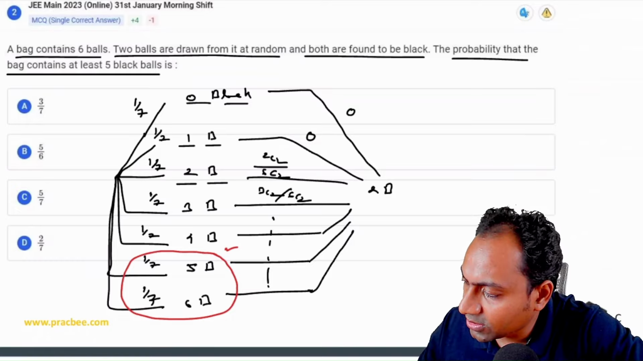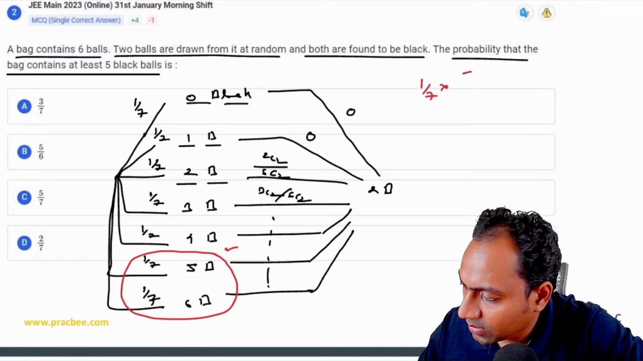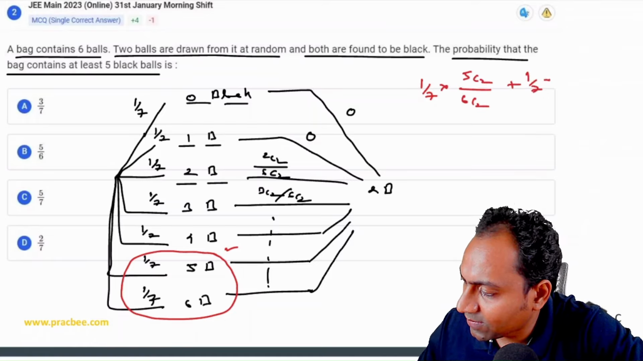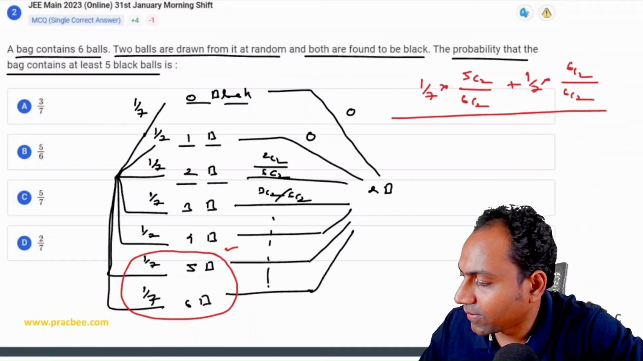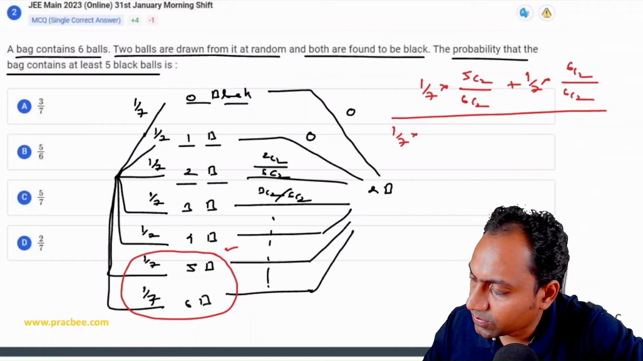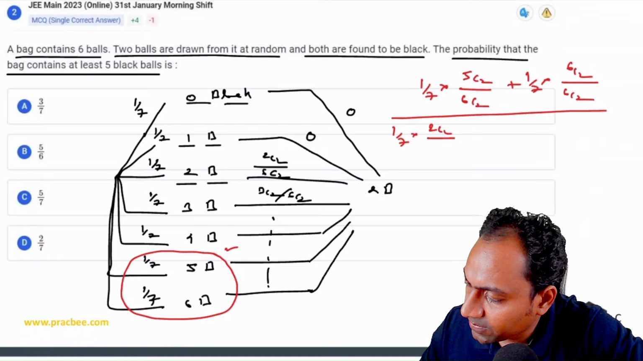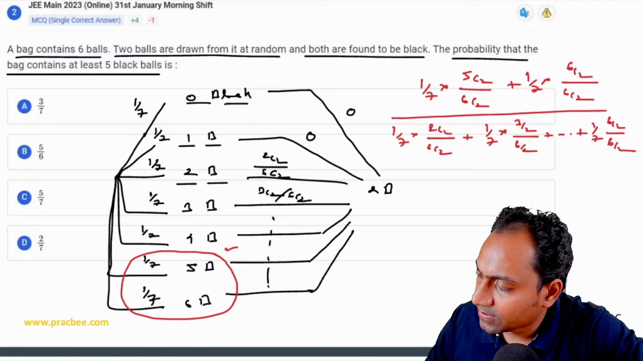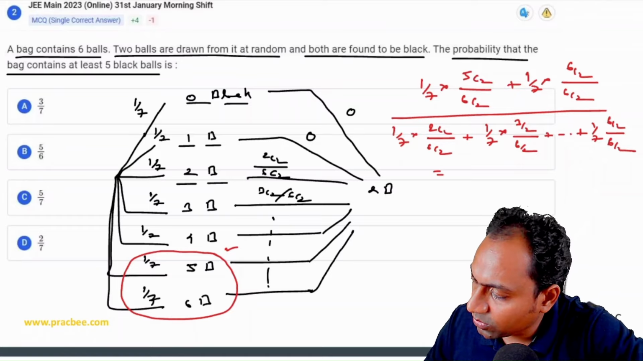So if I write it down, it is nothing but 1 by 7 into, there are 5 black balls, so 5C2 by 6C2, plus 1 by 7 into 6C2 by 6C2, and divide by 1 by 7 into 2C2 by 6C2 plus 1 by 7 into 3C2 by 6C2, and this will go up till nothing but 1 by 7 into 6C2 by 6C2. Once we simplify this, this comes out to be nothing but equal to 5 by 7.